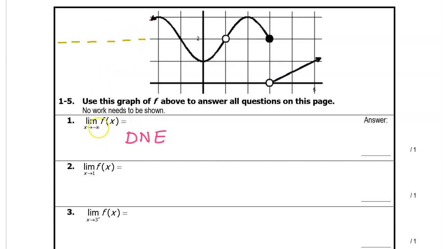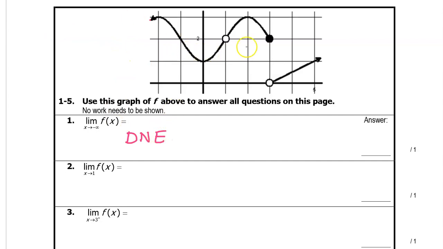The only way for the limit to exist as x approaches negative infinity would be if there was a horizontal asymptote. So imagine that there was a horizontal asymptote here at 2, and then this graph came down and approached that asymptote. Then the limit would exist, and the limit would be 2. But we, of course, have nothing to indicate that that's happening, so that's why I'm sticking with does not exist.